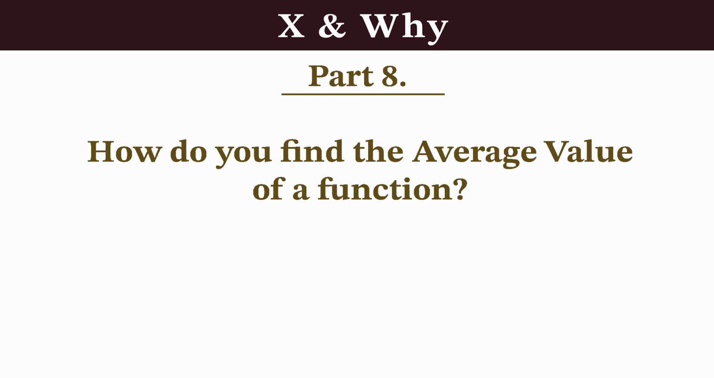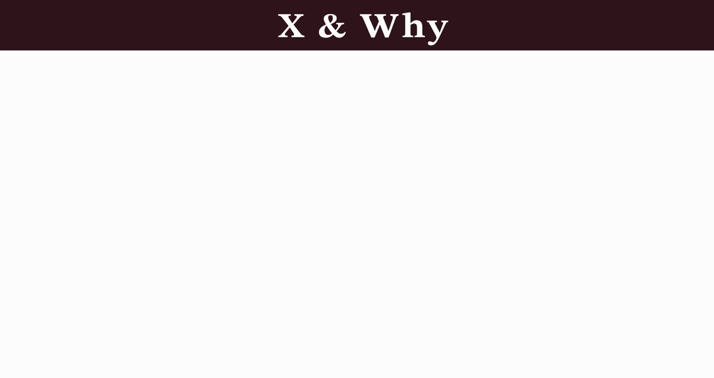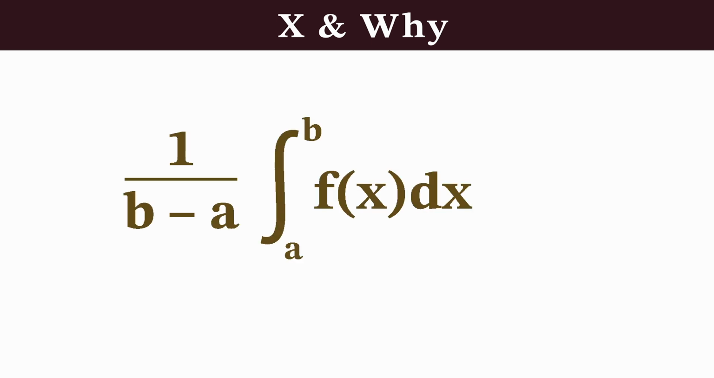Part 8. How do you find the average value of a function? Firstly, the average value can be taken of a function over a closed interval from a to b. The formula is this. 1 over b minus a of the integral from a to b of f of x dx.